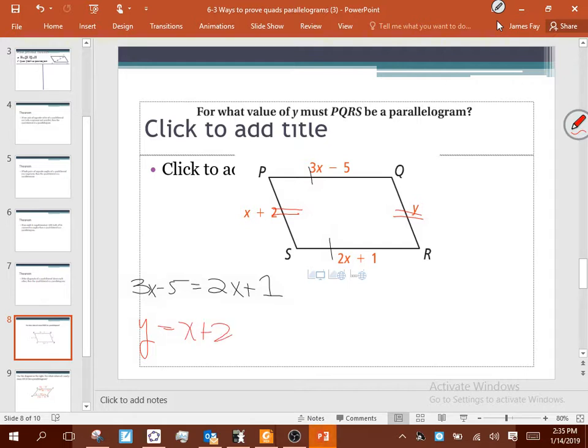Those two equations need to be true so that shape becomes a parallelogram. Well, those two equations are only true when x is what value? When I solve that first equation, what is x going to be? X is going to be 6. And in that bottom equation, y is going to be 8.